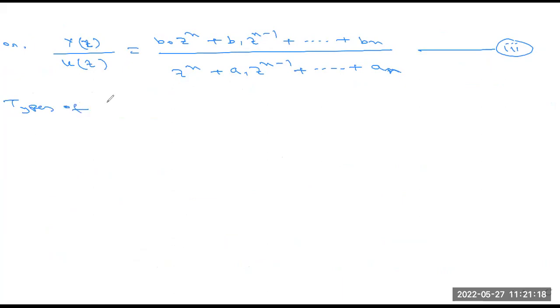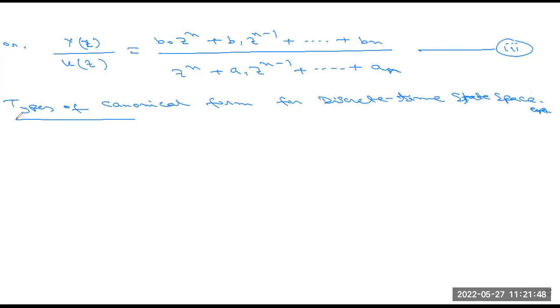Okay, so now, types of canonical form for discrete time state space equations.